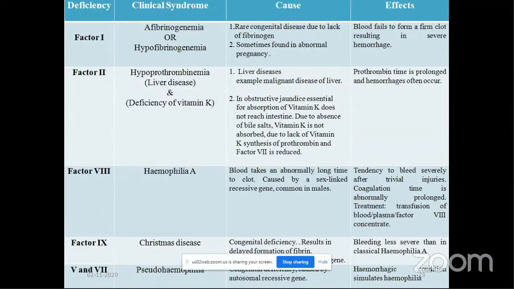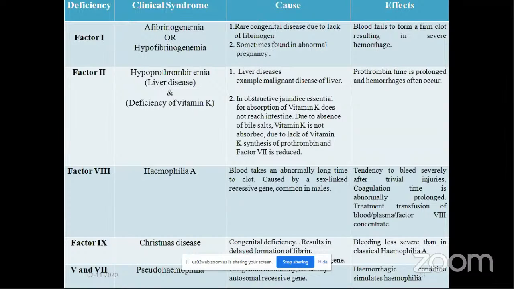If there is deficiency of fibrinogen, it is called hypofibrinogenemia, and the complete absence of fibrinogen is called afibrinogenemia. These are rare congenital disorders, that means they are present right from birth. Of course, if there is no fibrinogen, fibrin can never be formed, so blood will fail to form a firm clot. A primary hemostatic plug may be formed, but the stable hemostatic plug will not be formed, resulting in severe hemorrhage.